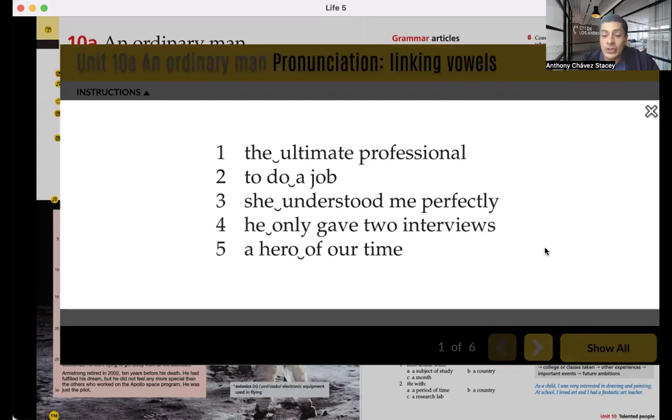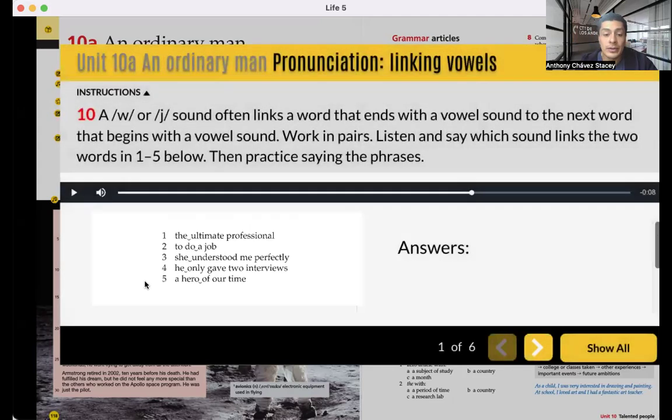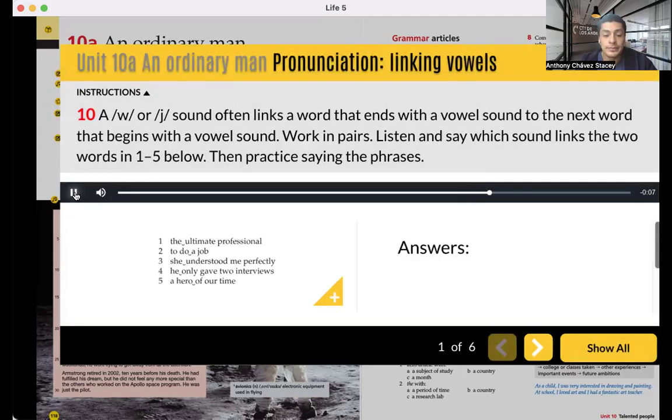Now let's finish with the last one, Gandhi, number 5. Hero of our time. You are also making pauses, so let's listen and let's improve. 5. A hero of our time.